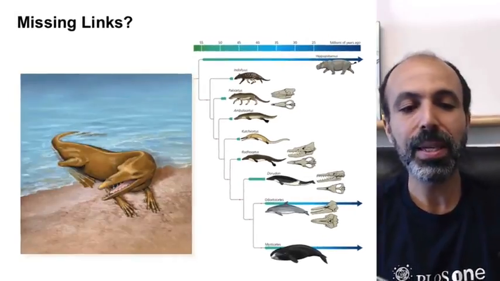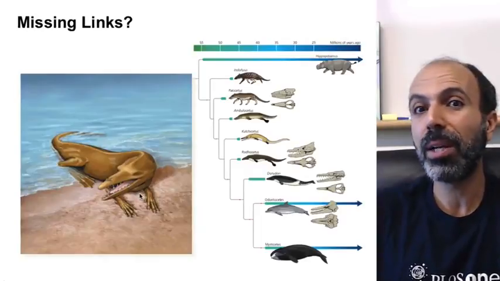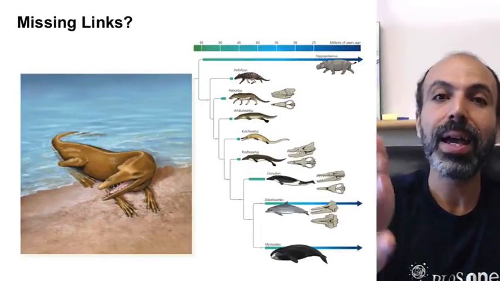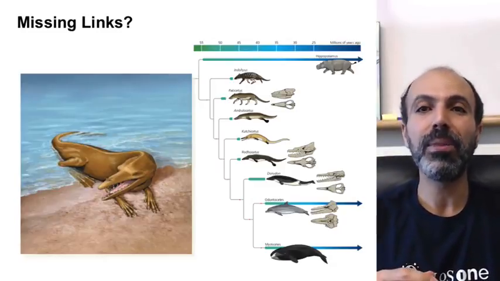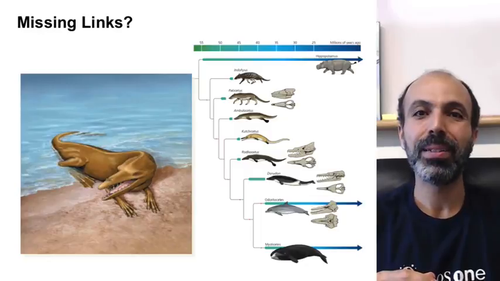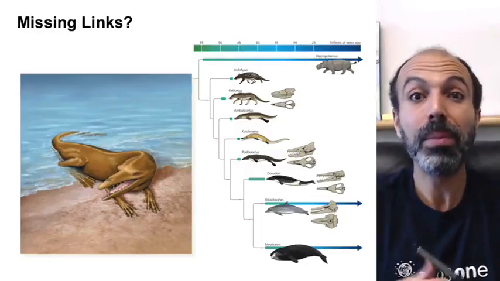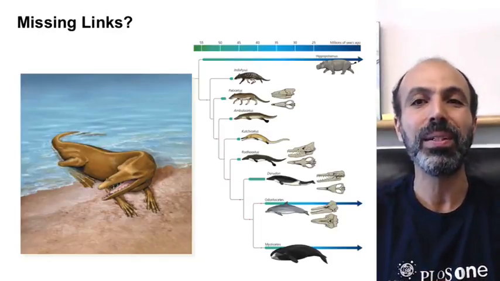So we see eventually these forms that have characteristics of land-dwelling mammals, but also have some of the characteristics of these aquatic mammals. And they're found at ancient times in the fossil record around the time you would expect these evolutionary changes to have happened. So there are not actually so many missing links as people would have you believe. There are some still missing, but that doesn't mean they don't exist. That's a very important point.